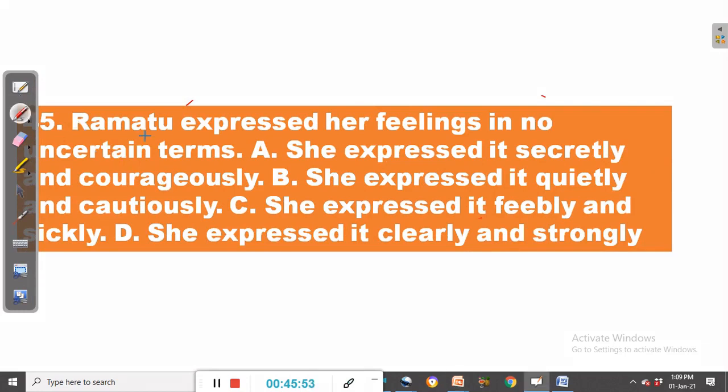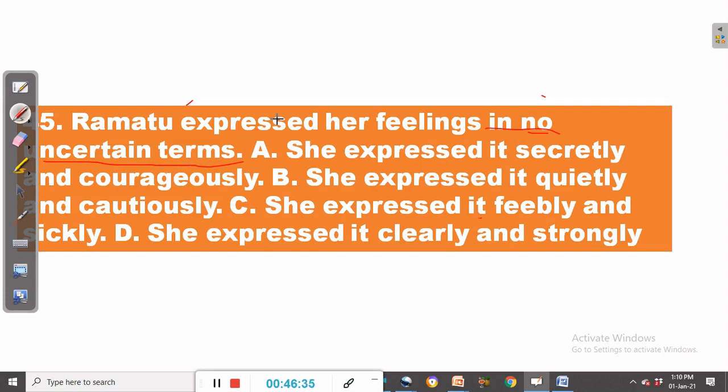Question number 45. Ramatu expressed her feelings in no uncertain terms. In no uncertain terms. Now, if she expressed her feelings in uncertain terms, then we can be sure that she didn't quite express her feelings very well. But in no uncertain terms means in certain terms. Just as we looked at it the other time, when you have these double negatives, in no uncertain terms.